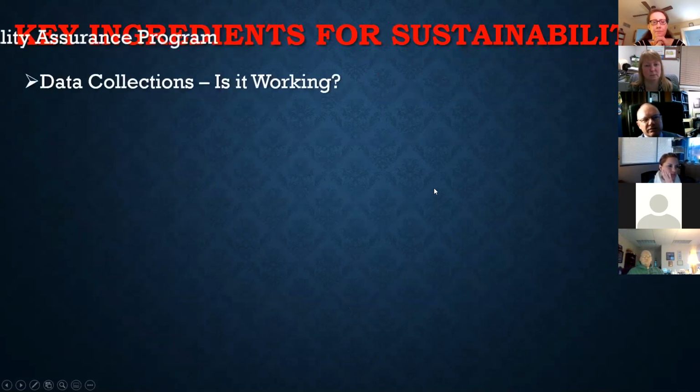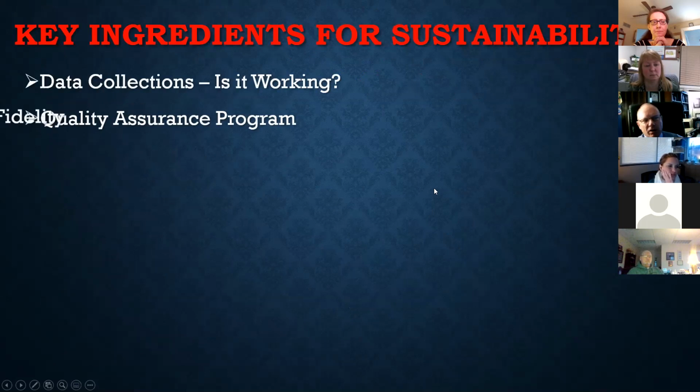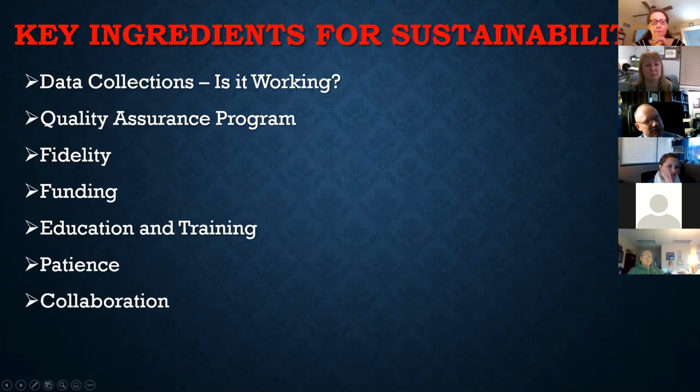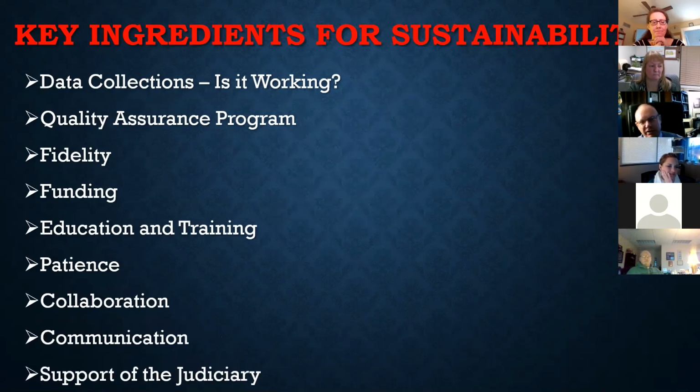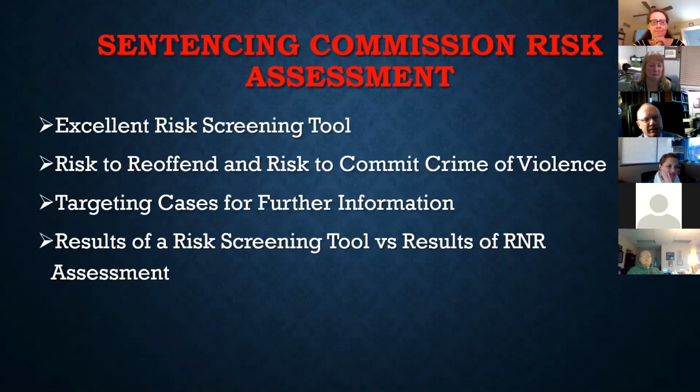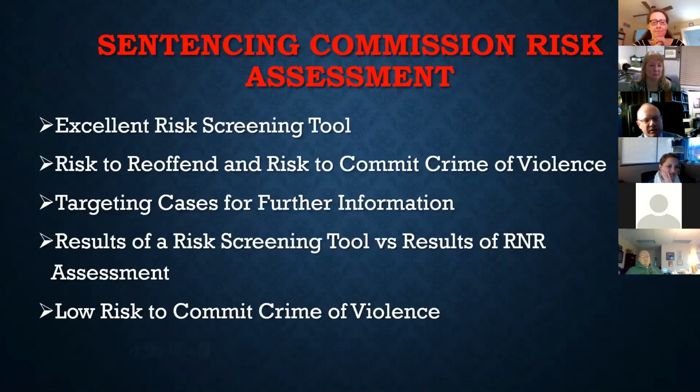Again, key ingredients for success: data collection, quality assurance program, fidelity, funding, education, training, patience, which some of us don't always have. I learned to be more patient, but I think this process has helped me. Collaboration, communication, and support of the judiciary. Very important. Again, I talked about the assessment tool for the Sentencing Commission.